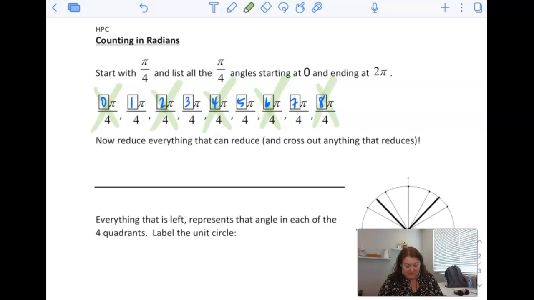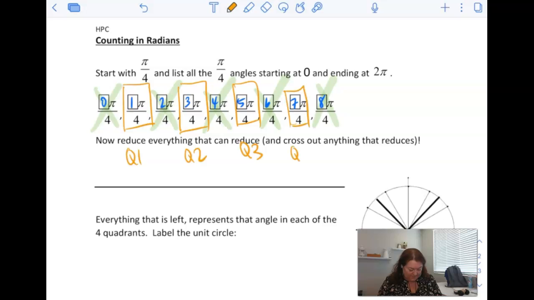What's left is going to be one of those 45-degree angles in each one of the quadrants, not on one of the quadrant markers, not on a vertical or a horizontal, but in each one of the quadrants. So what that looks like then is we will end up having this one right here, that is our quadrant 1. This one right here, that is our quadrant 2 angle. This one right here is our quadrant 3, and this one is our quadrant 4.